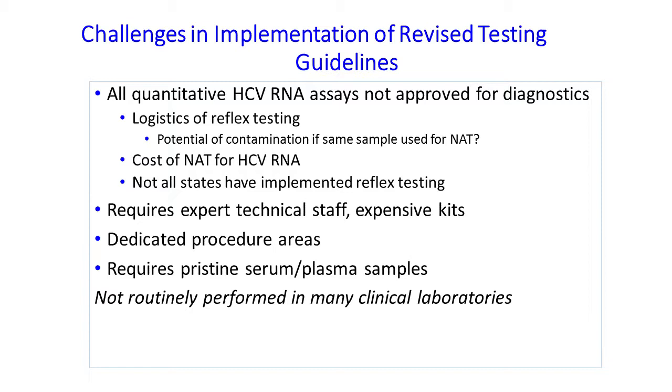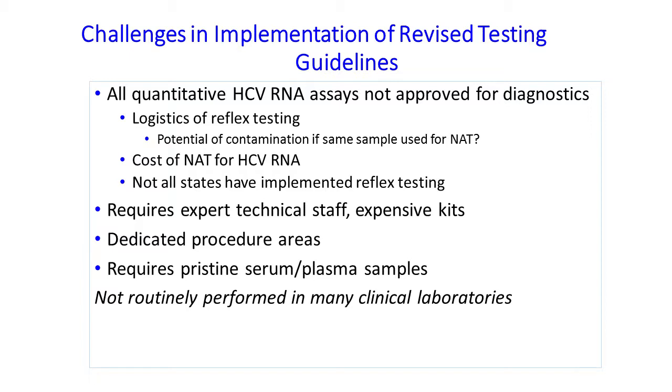Prior to this, if a lab wanted to use a quantitative HCV RNA test and report this under CLIA regulations, the test had to be validated in the lab. HCV RNA tests, whether quantitative or qualitative, are significantly more expensive to perform, require more technical staff, large analyzers, dedicated clean rooms and procedure areas, and pristine serum or plasma samples.